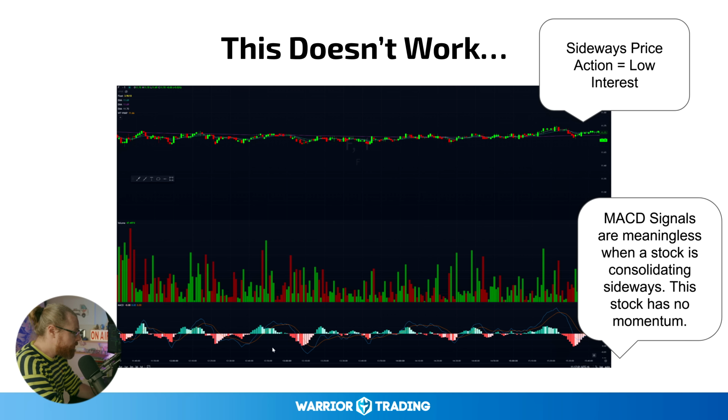And although you could look at the MACD right down here, this panel, and see that you're getting crossovers, these crossovers are meaningless. So MACD signals are meaningless when a stock is consolidating sideways and when it has no momentum. This has no momentum. It has very low relative volume. There's nobody watching this stock. So it's not going to work.